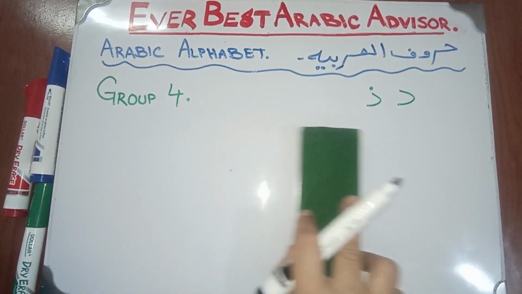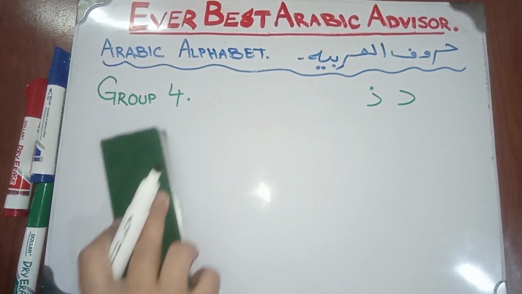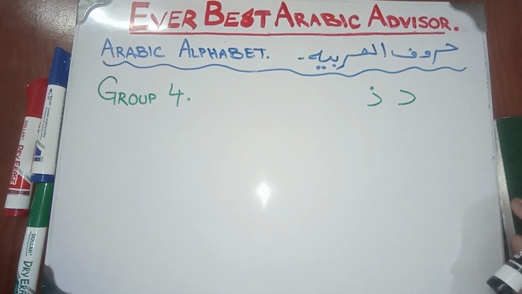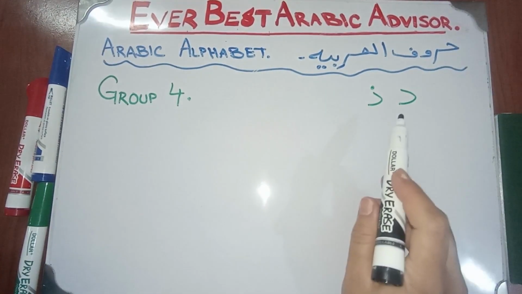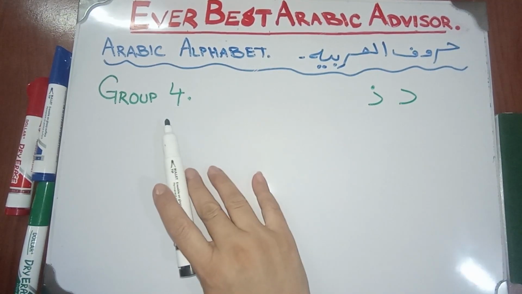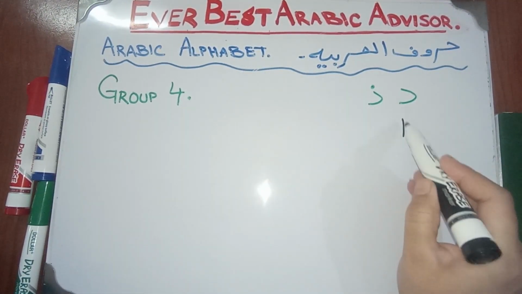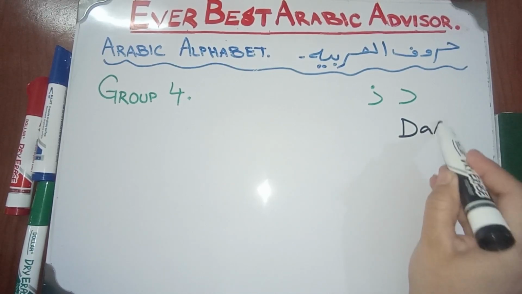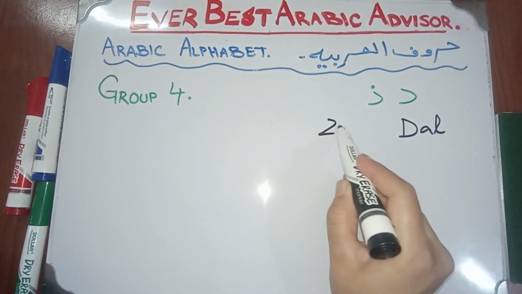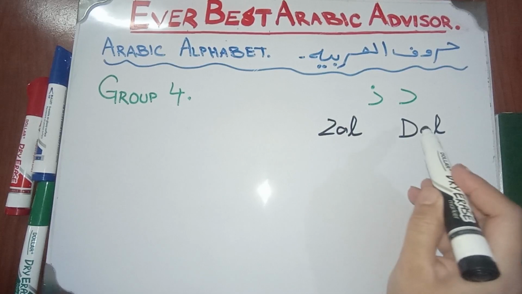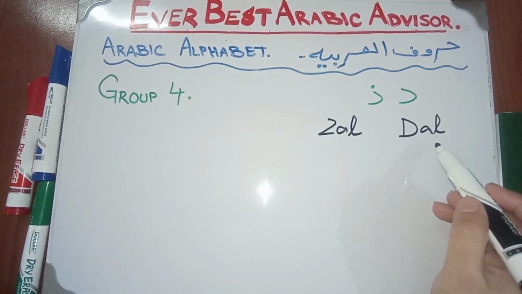Why are we learning in groups? Because Arabic alphabets are quite similar to each other and learning in groups is quite easy. The group number 4 contains 2 letters, Dal and Zal. Dal and Zal. How to write?